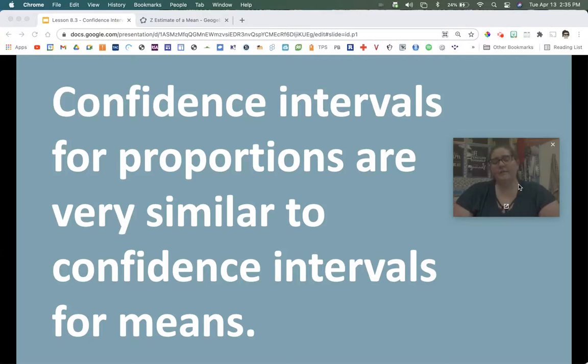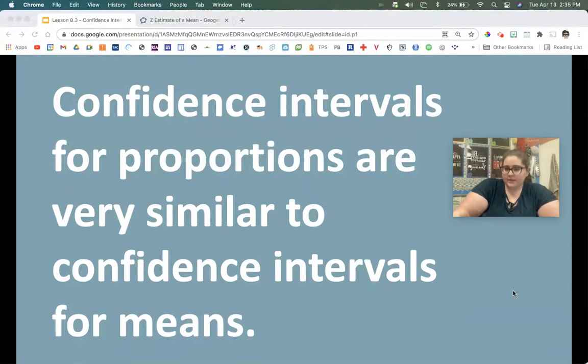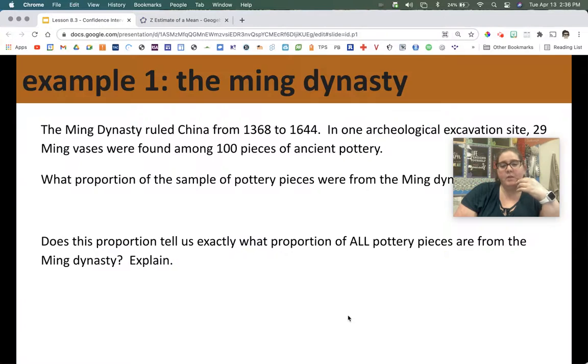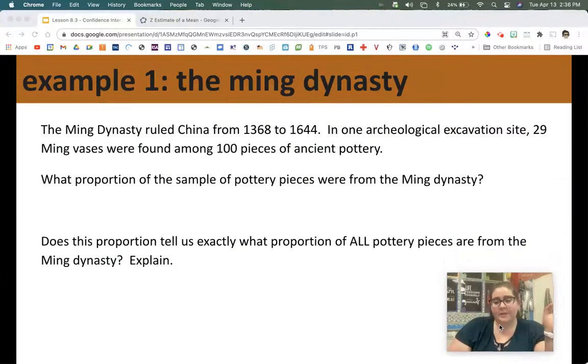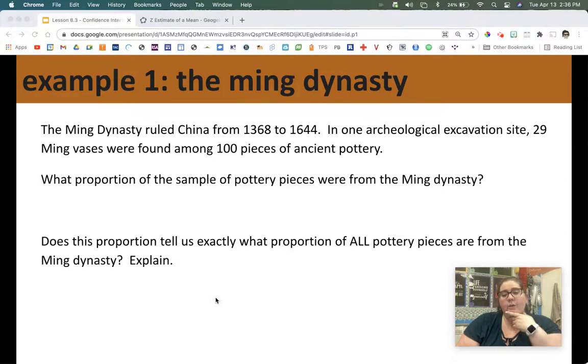So as I said, confidence intervals for proportions, which is with categorical data, where we're finding the percent or proportion of something, are very similar to confidence intervals for means in terms of how we find them and also in how we explain or interpret them. So we're going to go straight into an example so that I can show you how this works and how we use our website that we used before.